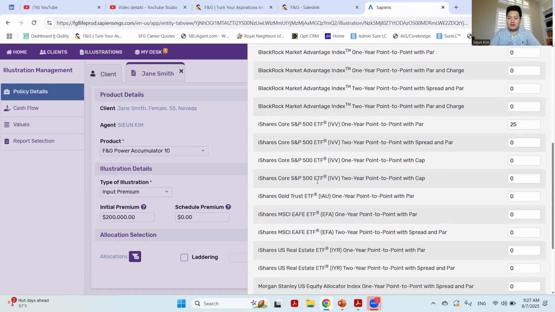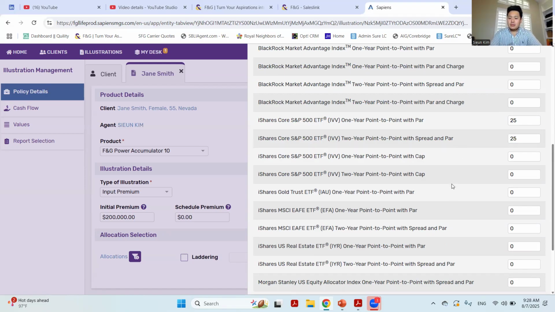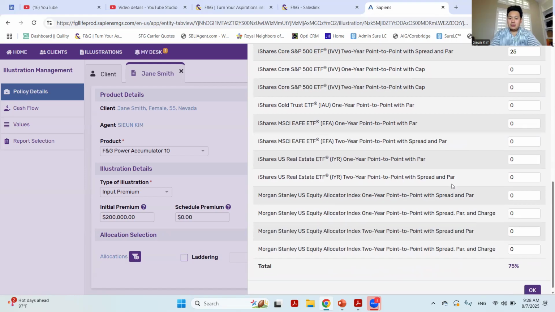another good one, S&P 500, they have one called the 2 year point to point with cap. So this one seems like a pretty good one. There is also another one called 2 year point to point with spread and participation. This is also good. So you can go ahead and put, let's just say, 25% on that one, and you're scrolling down.